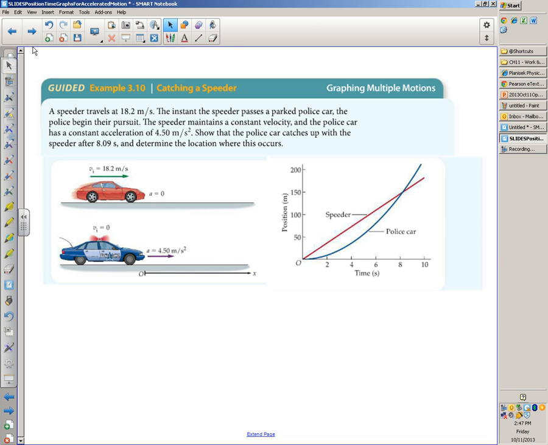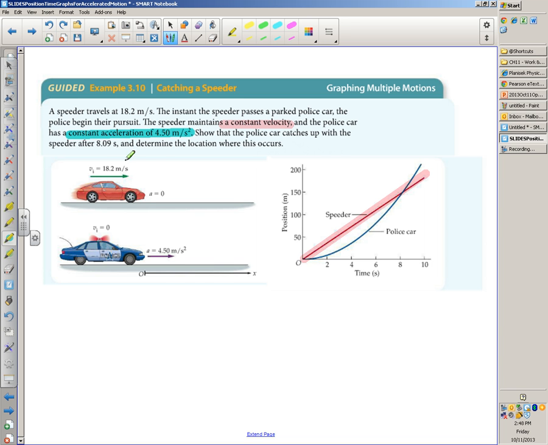All right. What does it tell us about the speeding car in the problem? Constant velocity, right? Maintaining a constant velocity, meaning that its position time graph should be a straight line. Slope tells us velocity. But what is it telling us about the police car? Acceleration, right? Meaning that its velocity is increasing, so the slope is going to increase. All right, good there.